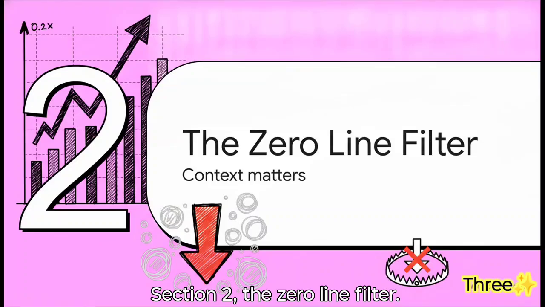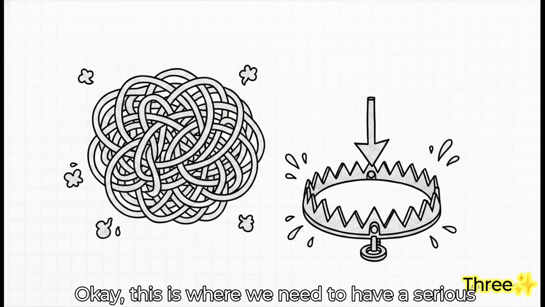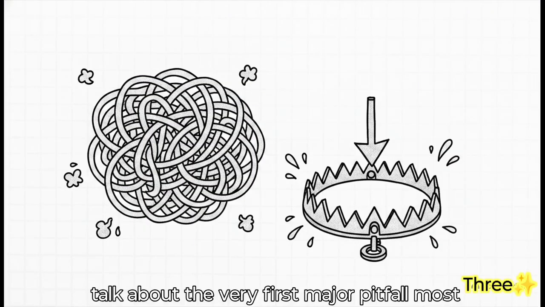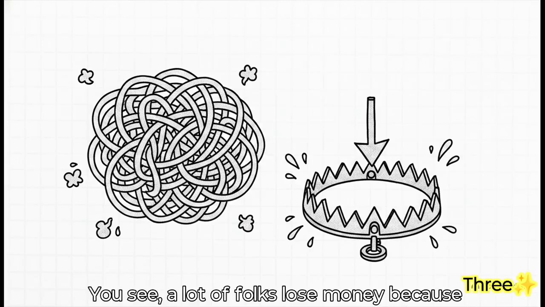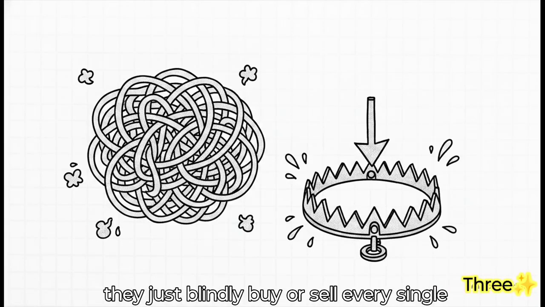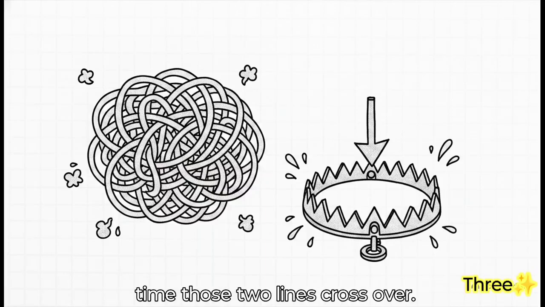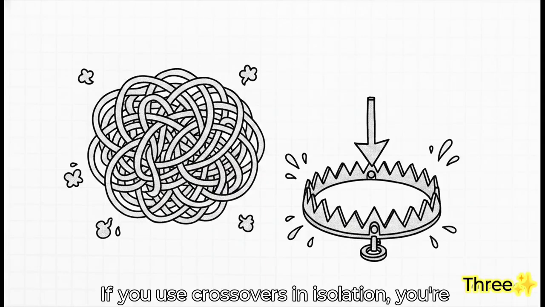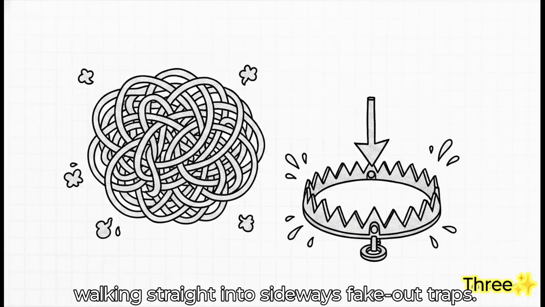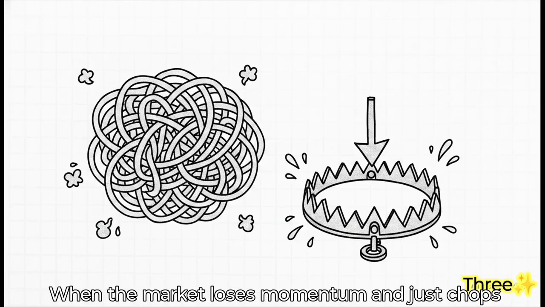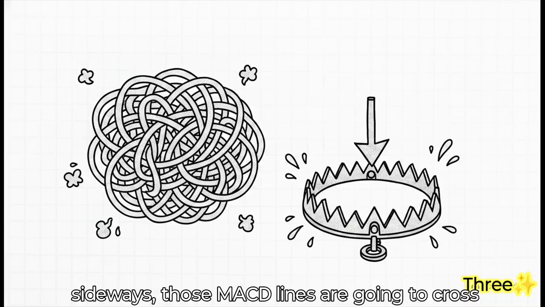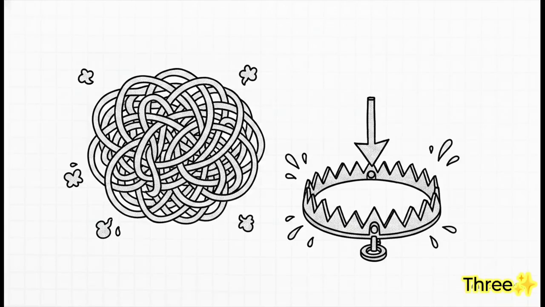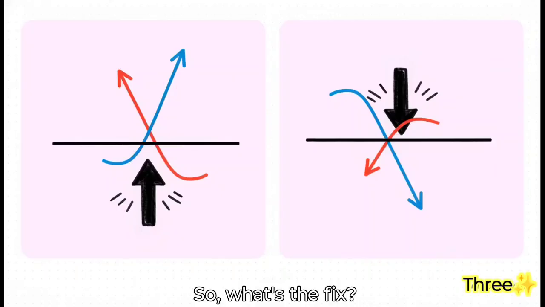Section 2. The zero-line filter. Okay, this is where we need to have a serious talk about the very first major pitfall most traders face. A lot of folks lose money because they just blindly buy or sell every single time those two lines cross over. But here's the truth. If you use crossovers in isolation, you're walking straight into sideways fake-out traps. When the market loses momentum and just chops sideways, those MACD lines are going to cross back and forth repeatedly. If you take every single one of those trades, you are guaranteed to hit your stop loss over and over again. So, what's the fix?